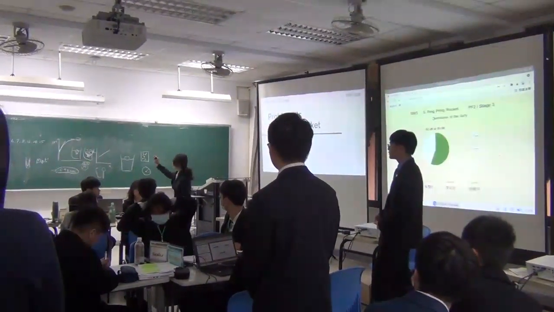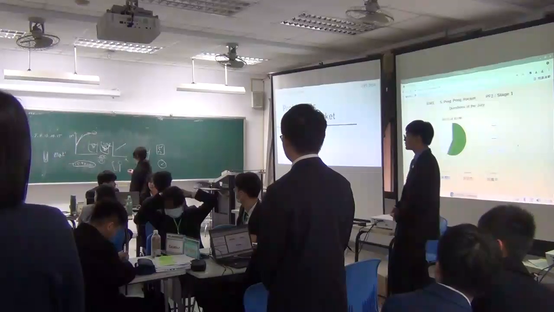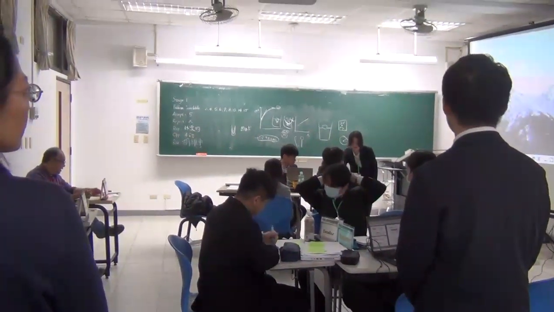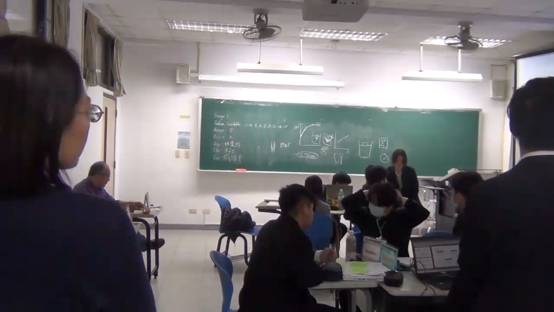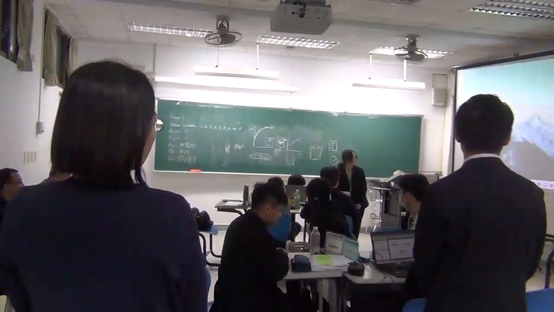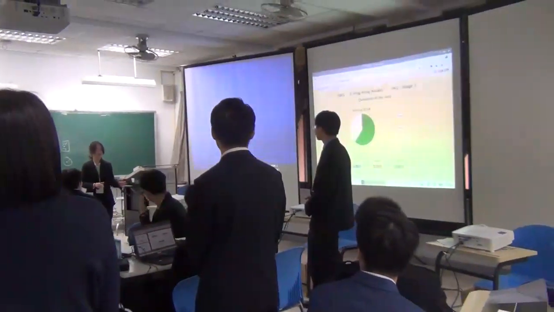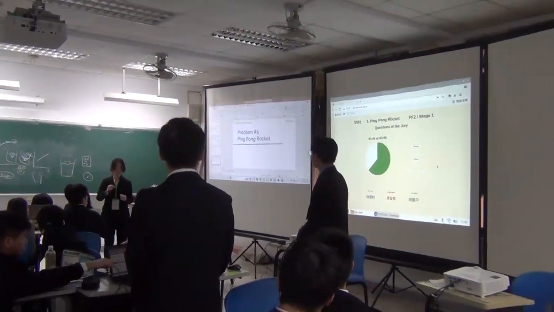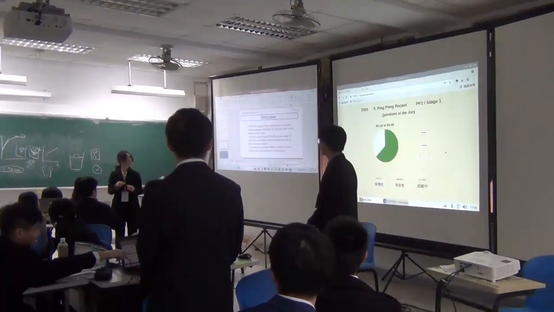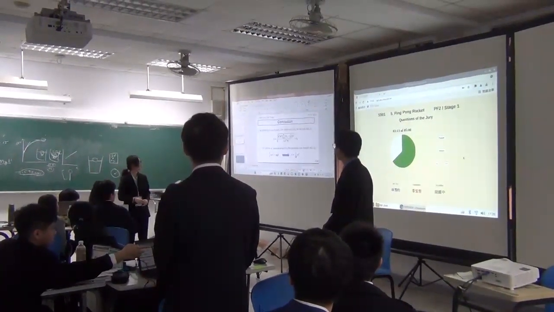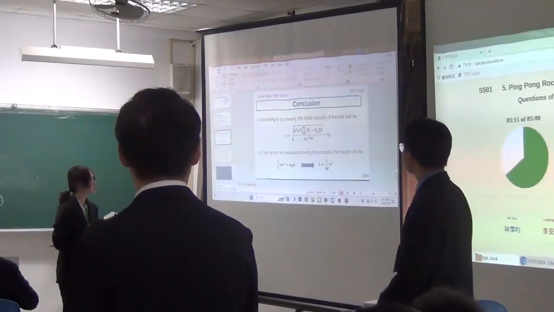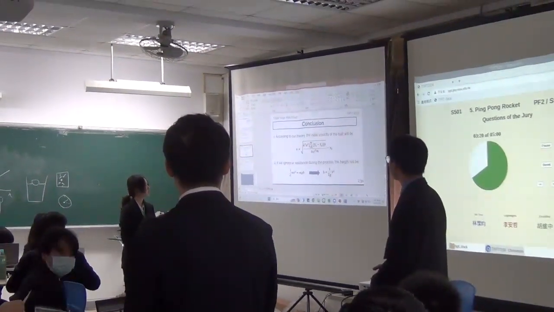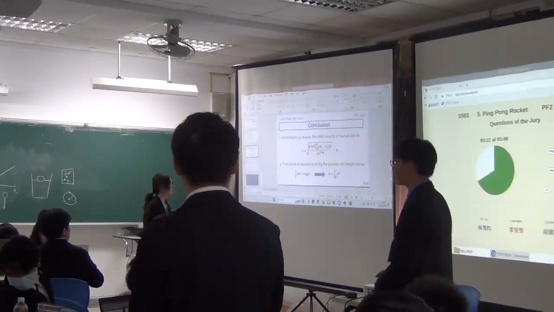No, because it reaches a maximum height. Which part in your presentation shows there's a convergence? So the last part of my slide talks about the best condition for the maximum height, which means that after, in your equations, where is the one that shows convergence? Can you point to me where it shows convergence?